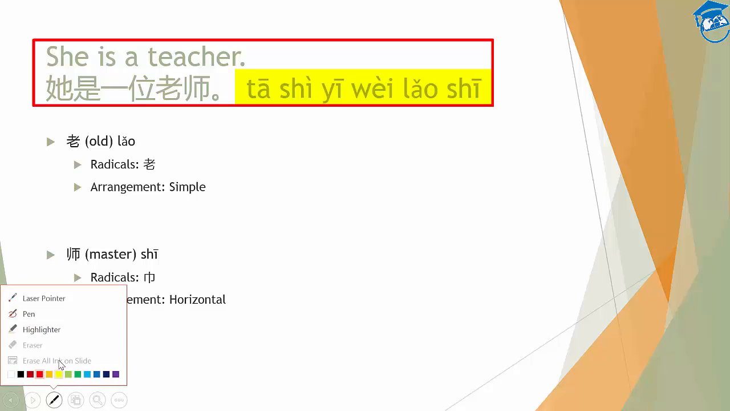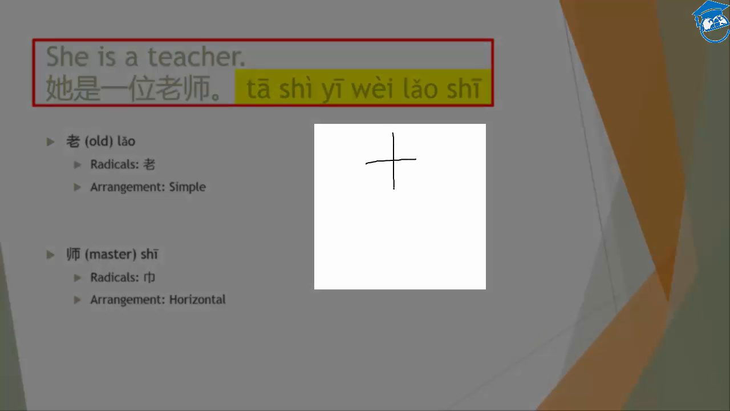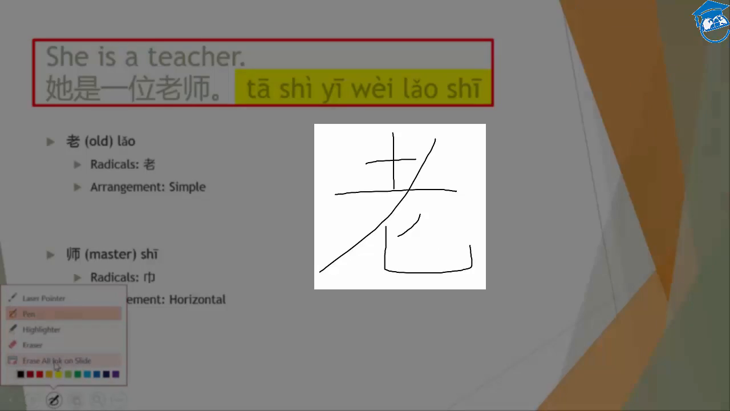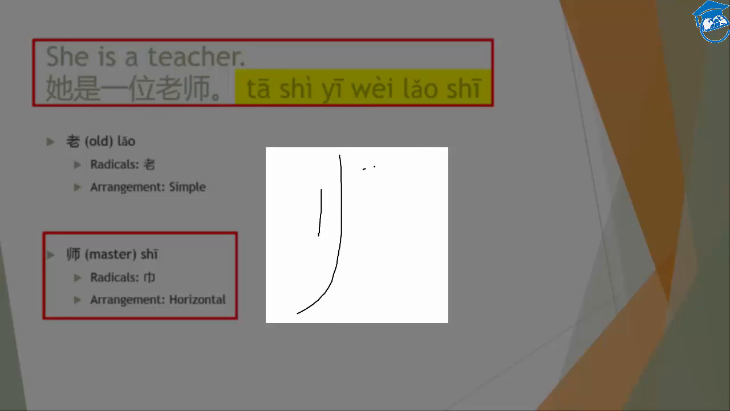Okay, so here's how to write 老. 1 2 3 4 5 6 Okay, 老. The next one is 师. 师 in general means master, but it has to be combined with other words to have a meaning. So this is the pinyin, and the radical is this one. The arrangement is horizontal. So here's how to write 师. 1 2 3 4 5 6 Okay, 师.